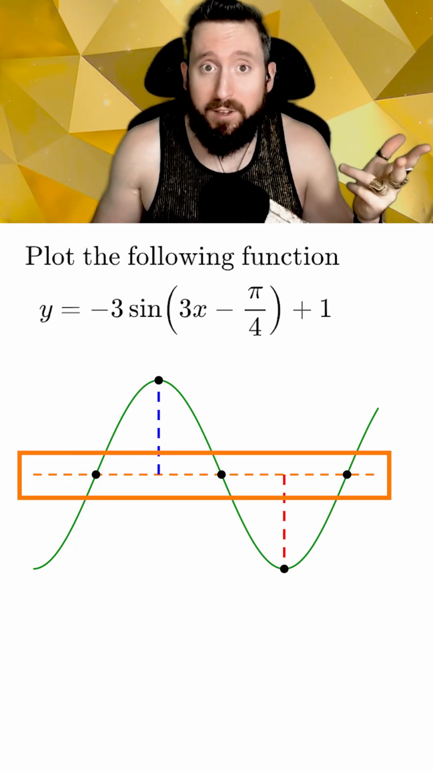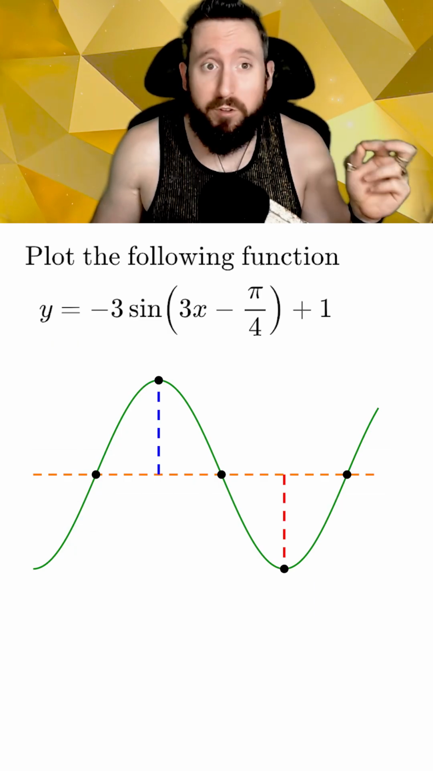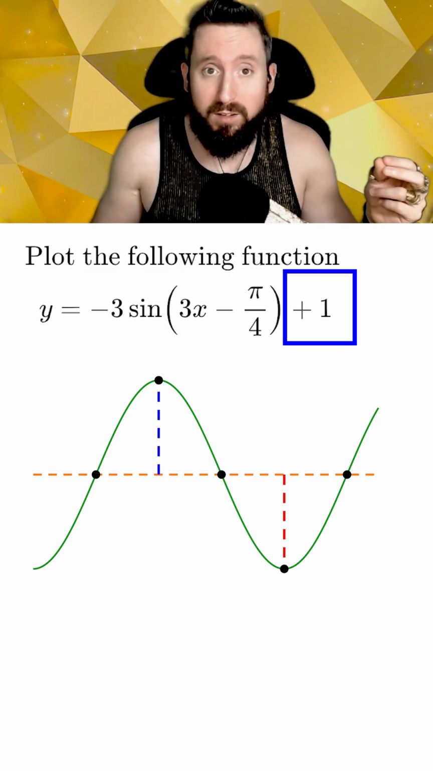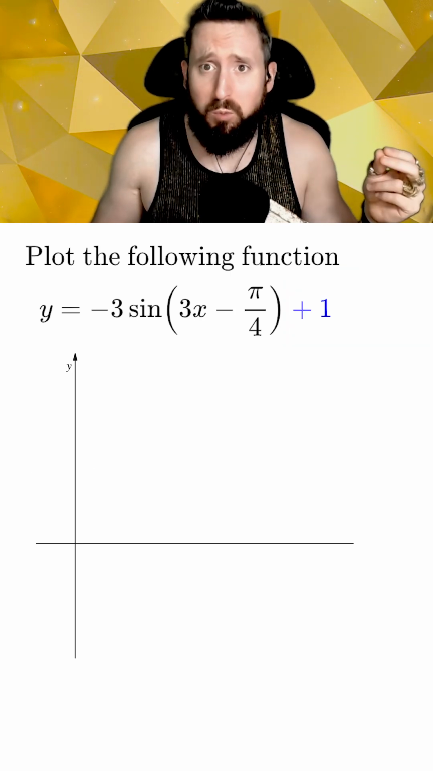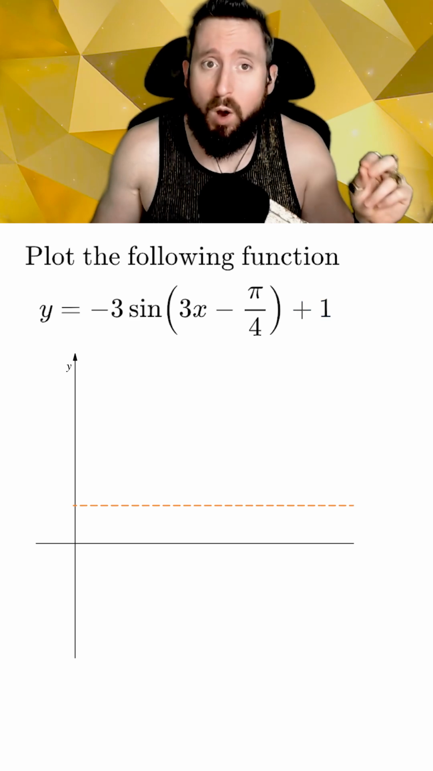The first step when graphing is to find the center line, which is equal to whatever the number is being added or subtracted at the end of the function. In this case, it's +1, so we're going to draw a dashed line at y equals +1.